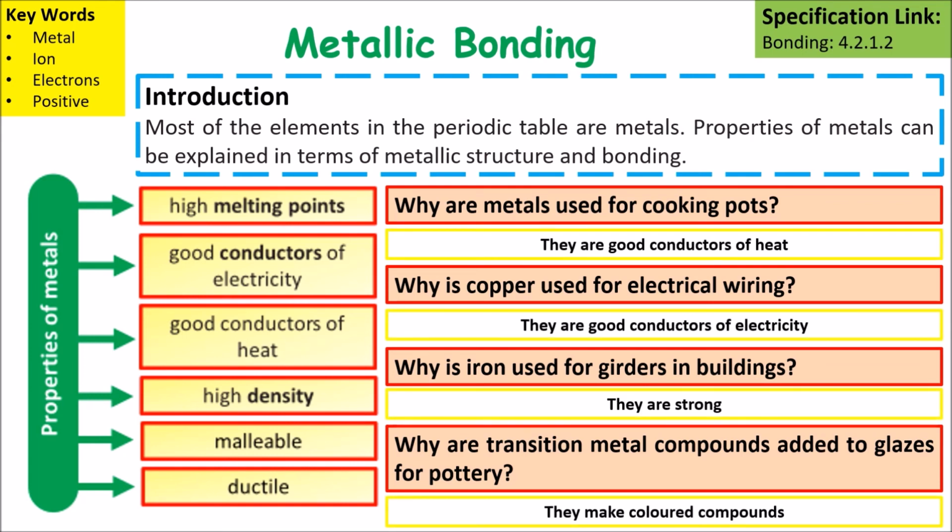We use them for cooking pots because they're good conductors of heat. We use them in wires because they're good conductors of electricity. They're used for iron girders in buildings because metals are strong. And they're used to make glazes because they form coloured compounds.